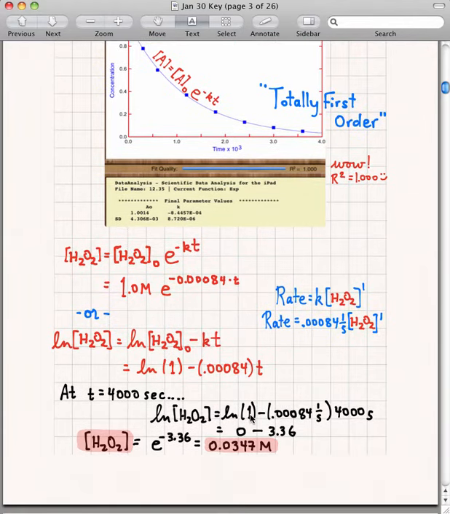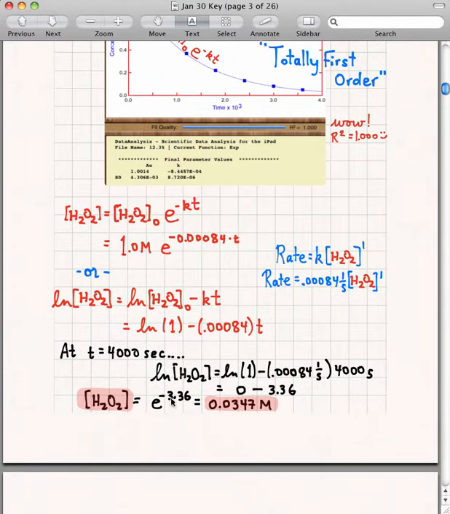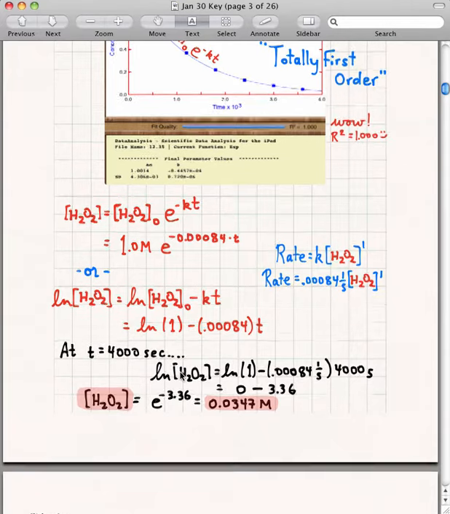So if I start with 1 molar of H2O2, and the constant of first order decay is this, and you wait 4,000 seconds, you'll come down to 0.0347. How comfortable are you with the logarithms? The inverse of the logarithm is e to the x, or ln of x is e to the x. Look at the buttons on your calculator. The e to the x is the opposite of the natural logarithm function.